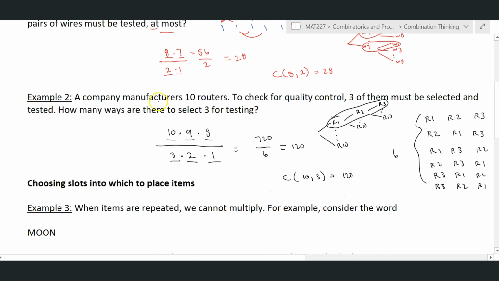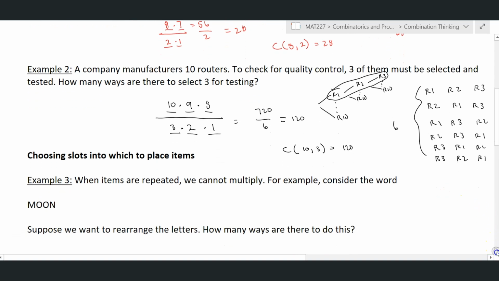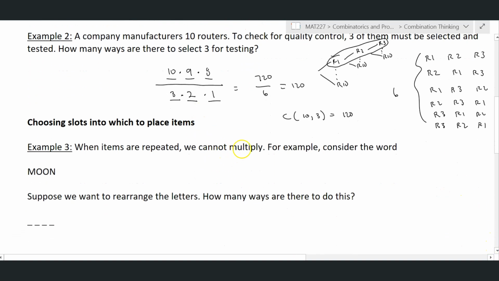Notice that we're drawing physical items, but sometimes with combinations, this isn't an issue as it is with permutations, because you'll see in a moment that combinations is used more commonly in a lot of applications, and it's just sort of natural. So in some cases, rather than picking objects, we're going to think about it as picking slots. Specifically, when items are repeated, we cannot just multiply in the same way.